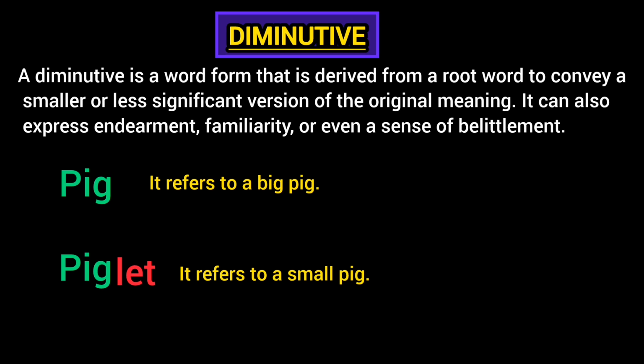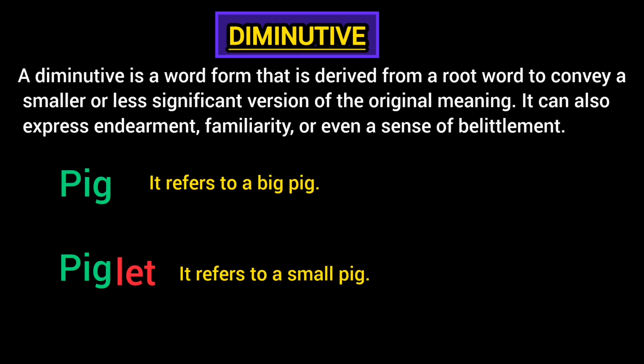So you can see that, as we said in the definition, in the diminutive process the affixation is done to a root word and modifies the meaning of the original word. So pig is the big animal but piglet is a small and cute animal. This process is called diminutive in linguistics.